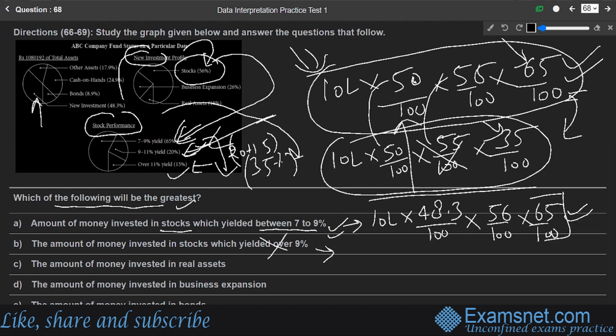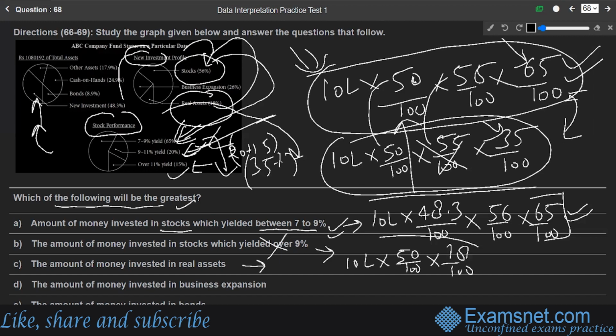This is coming high for now. The amount of money invested in real assets. Where are the real assets? Real assets are given here, which is clearly 18%. So 18% of whom? 18% of new investment. New investment, which is itself 48.3% of 10 lakh. So the real estate becomes 10 lakhs, approximately 50%, and that 50% real estate value is 18%. So this is the value of real estate.